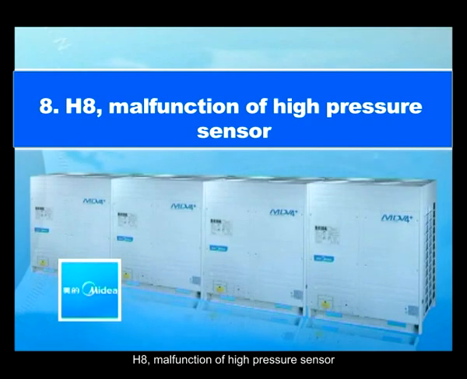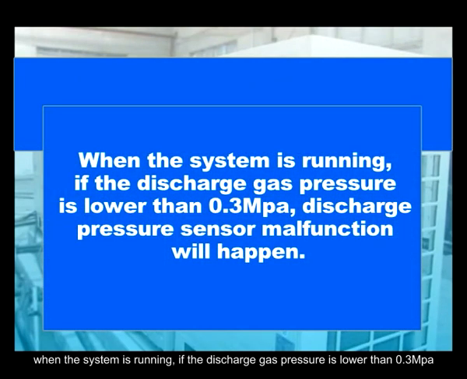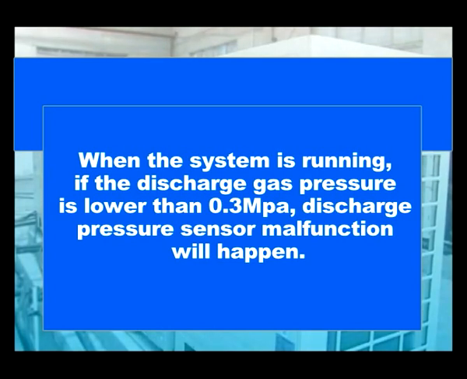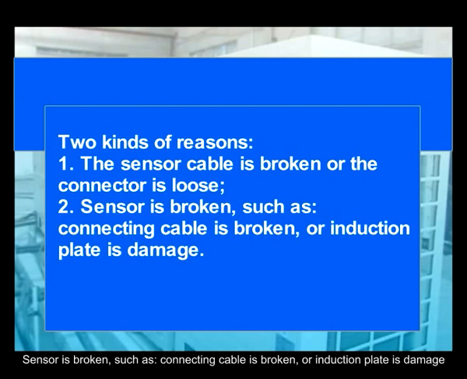H8, malfunction of high pressure sensor. When the system is running, if the discharge gas pressure is lower than 0.3 MPa, discharge pressure sensor malfunction will happen. Two kinds of reasons. 1. The sensor cable is broken or the connection is loosened. 2. Sensor is broken, such as connecting cable is broken or induction plate is damaged.